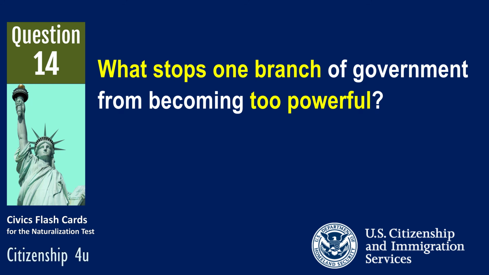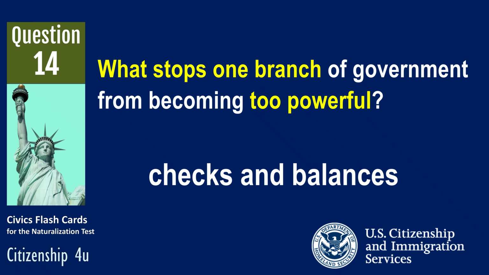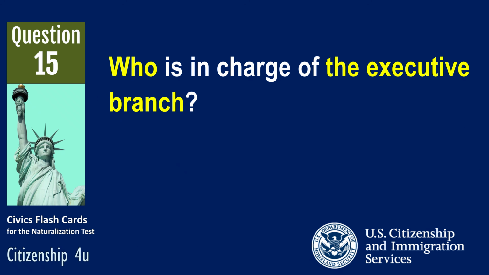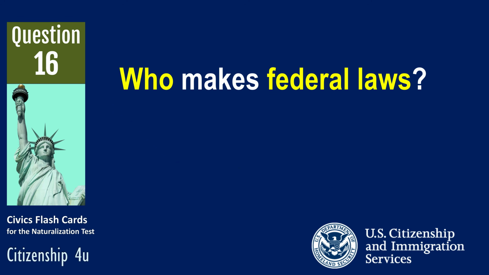What stops one branch of government from becoming too powerful? Checks and balances. Who is in charge of the executive branch? The President. Who makes federal laws? Congress.